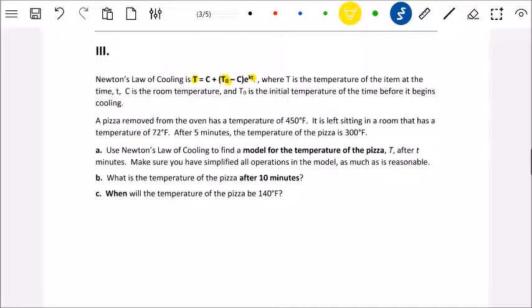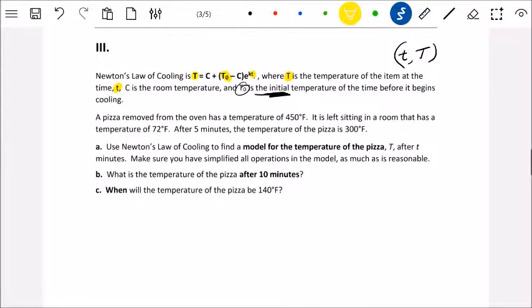So it does say that T is the temperature of the item at the time, t. So that means we have a lowercase t and a capital T. And the lowercase t is the amount of time, and the capital T is the temperature at that time. Okay? So we're going to use that for us. T0 is the initial temperature.